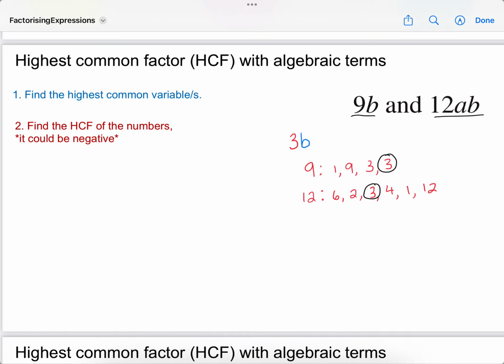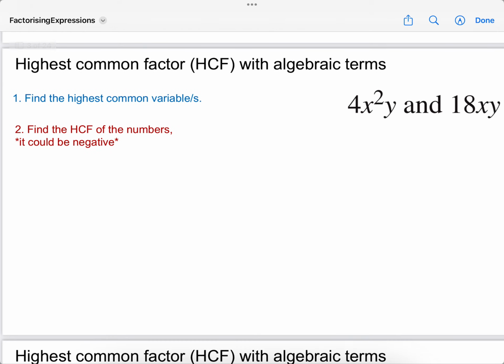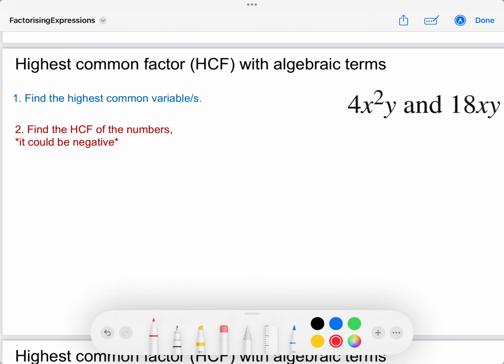Let's have a look at another example. Here I've got the terms 4x squared y and 18xy. My first step is to find the highest common variables. I can see both terms share y and both terms have an x. My first term has x squared, but my second term doesn't. So that means my highest common variable is just xy. I'll just circle that and work on my next step.